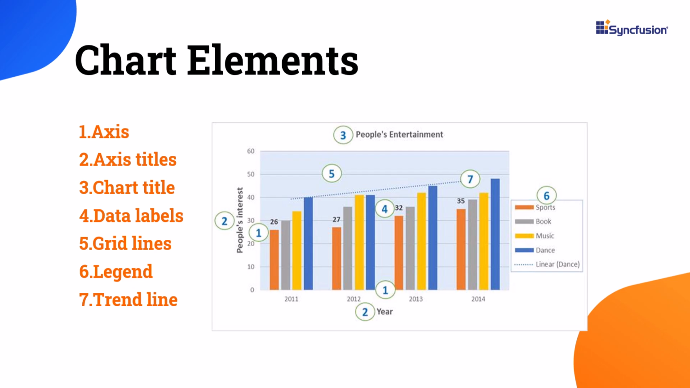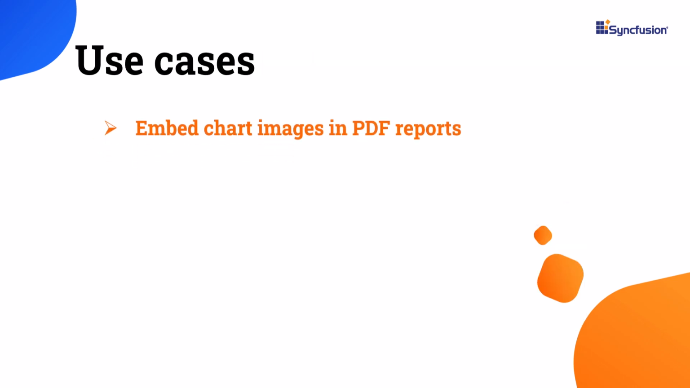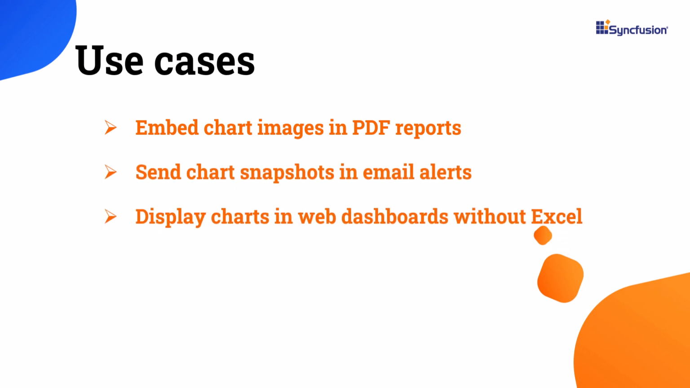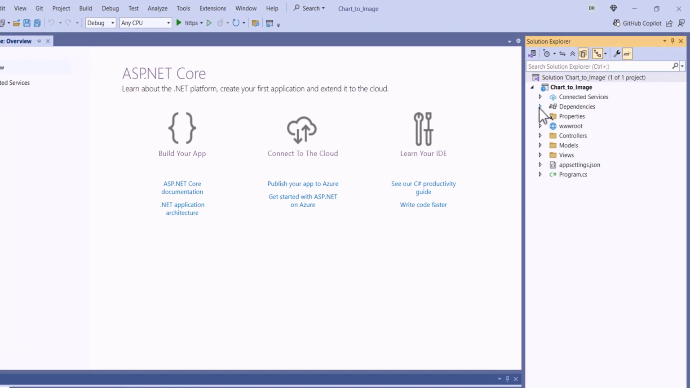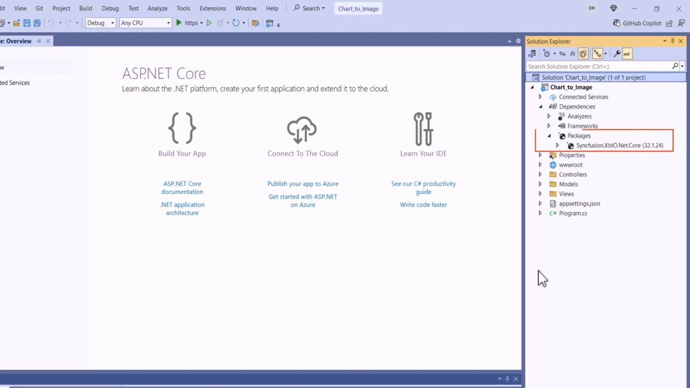Exporting Excel charts as images is useful when you need to embed chart visuals in PDF reports, send chart snapshots and email alerts, display charts on web dashboards without relying on Excel, or archive chart visuals for audits. I'll begin by opening an existing ASP.NET Core application where the Syncfusion XLSIO.NET Core package is already installed.